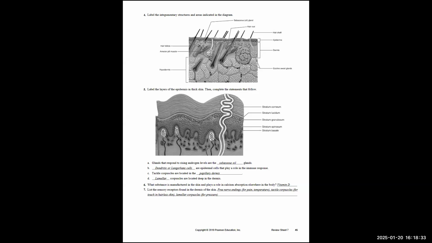Question 6. What substance is manufactured in the skin and plays a role in calcium absorption elsewhere in the body? This is vitamin D. 7. List the sensory receptors found in the dermis of the skin. We'll see free nerve endings for pain and temperature. So your pain is going to be nociceptors. Temperature is going to be thermoreceptors. We'll see tactile corpuscles for touch in the hairless skin, and the lamellar corpuscles, or what we might also see as Pacinian corpuscles for pressure and vibration.